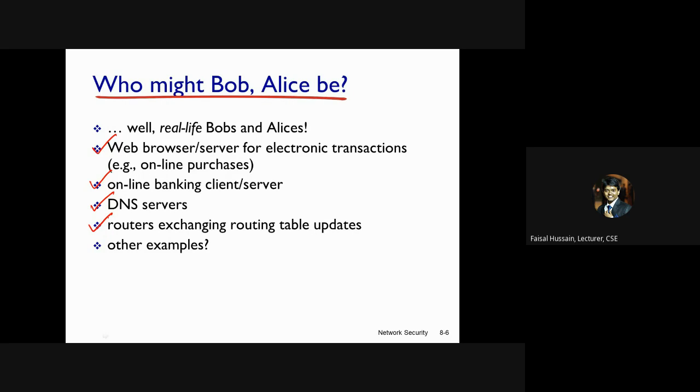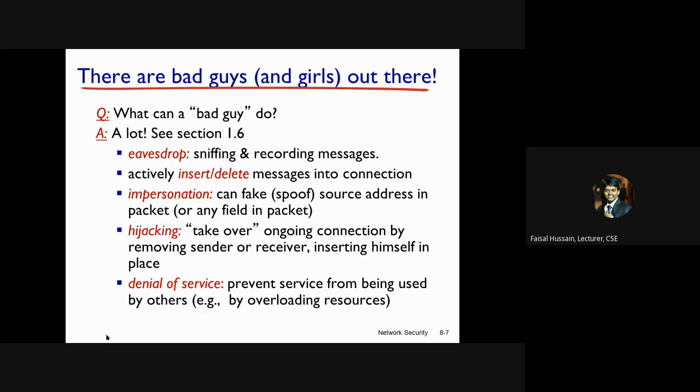Then there are routers exchanging routing table updates. These are examples of Alice and Bob. In other words, you can say they are the intended sender and receiver, and there are bad guys out there. So what can a bad guy do? A lot of things can a bad guy do.